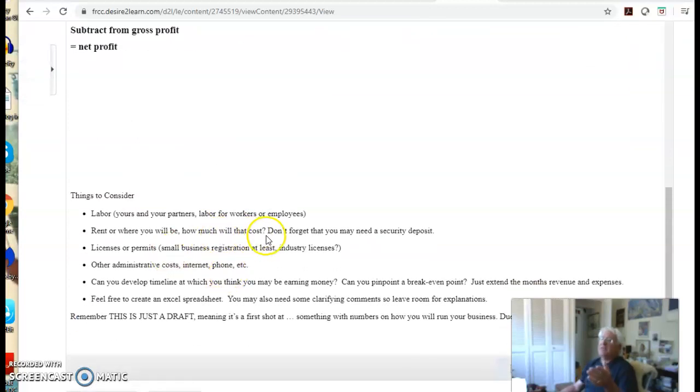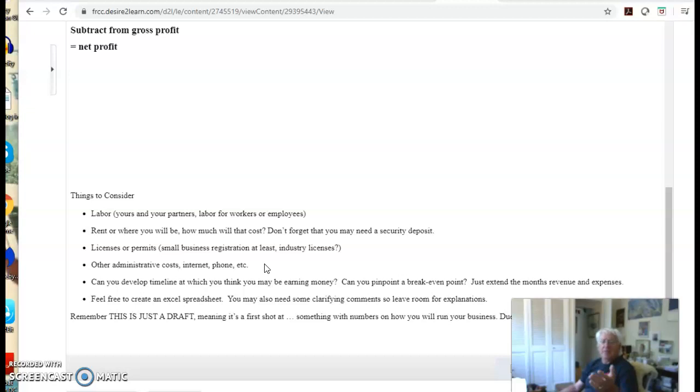Things to consider: how much are you paying yourself? Don't work for free, even yourself. I wouldn't invest in a business where a guy says, oh, I work for nothing. Well, you have to have something. And if you don't, then where's the money coming from? What about rent? Rent is also expensive. The two biggest expenses in business are going to be rent and people, labor, salaries. So those are the two things.